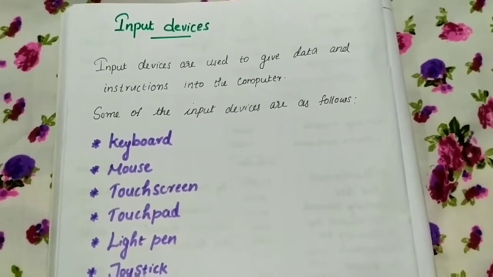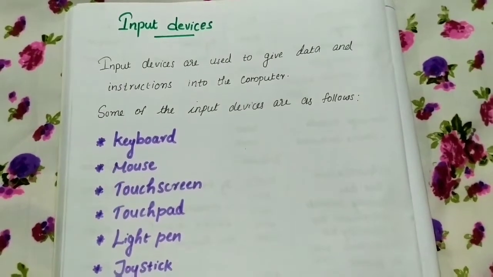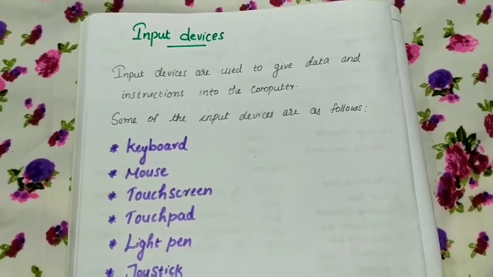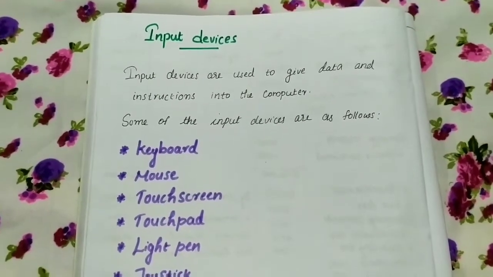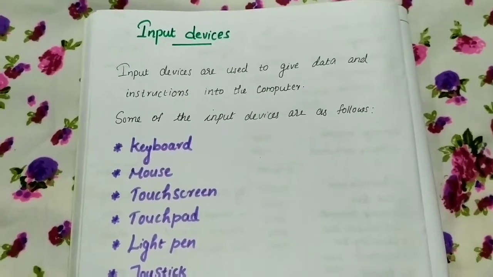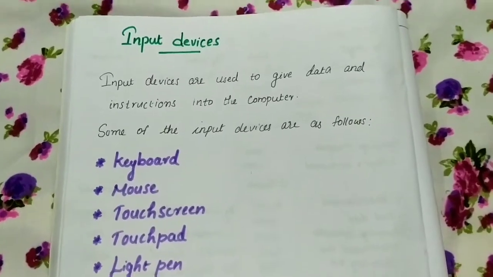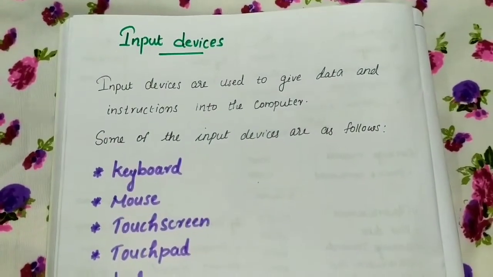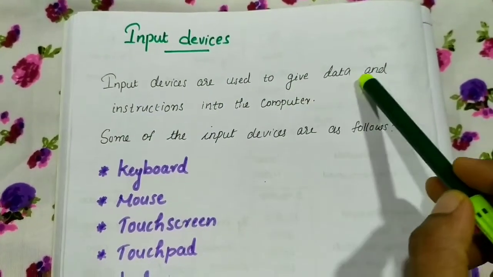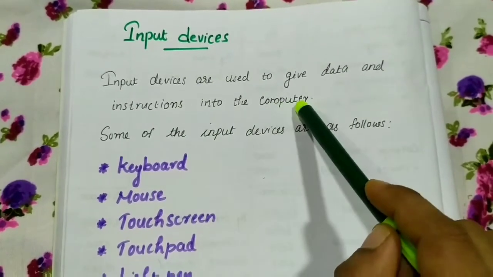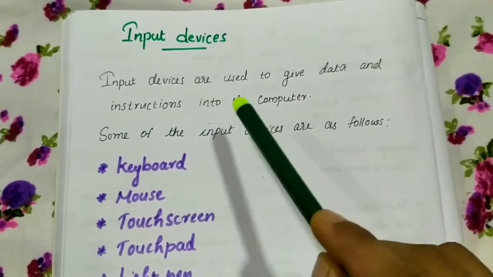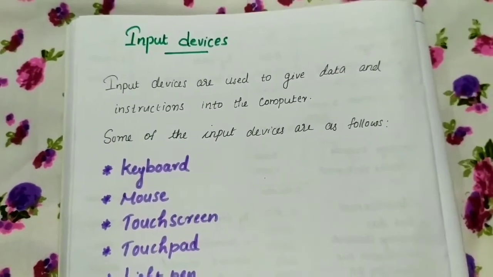In the last class, we discussed the basic functions of a computer system, that is input, process and output. Today, we are going to study about input devices, different types of input devices. What is an input device? Input devices are used to give data and instructions into the computer. That is, input devices are used to feed data into the computer.